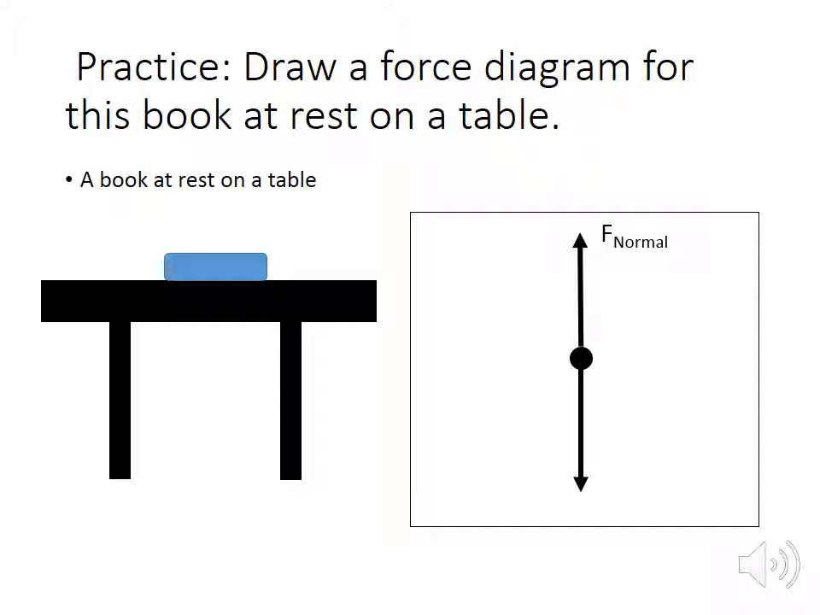So this book has normal force that's pushing up on it, and gravity force that's pulling down on it. Then you write in what are the things that are acting on the book. So there's normal force on the book by the table. The table is pushing up on the book. And there's gravity force on the book by the earth.